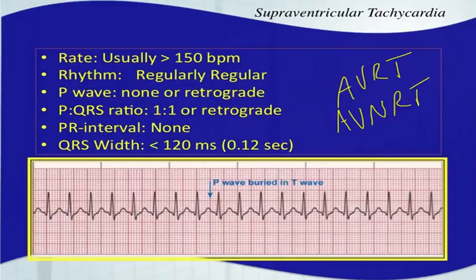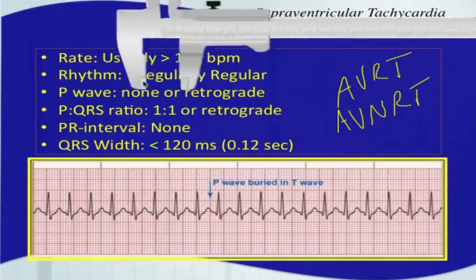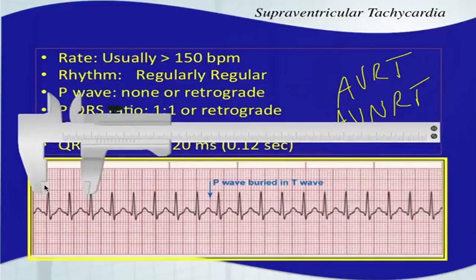So the rate is usually greater than 150, but that is not a hold fast rule. So don't think that the rate has to be greater than 150. It just usually is. All right, it could be 140 and still be an SVT. The rhythm is very, very regular. That is a super important aspect of this. You must measure your R to R intervals.